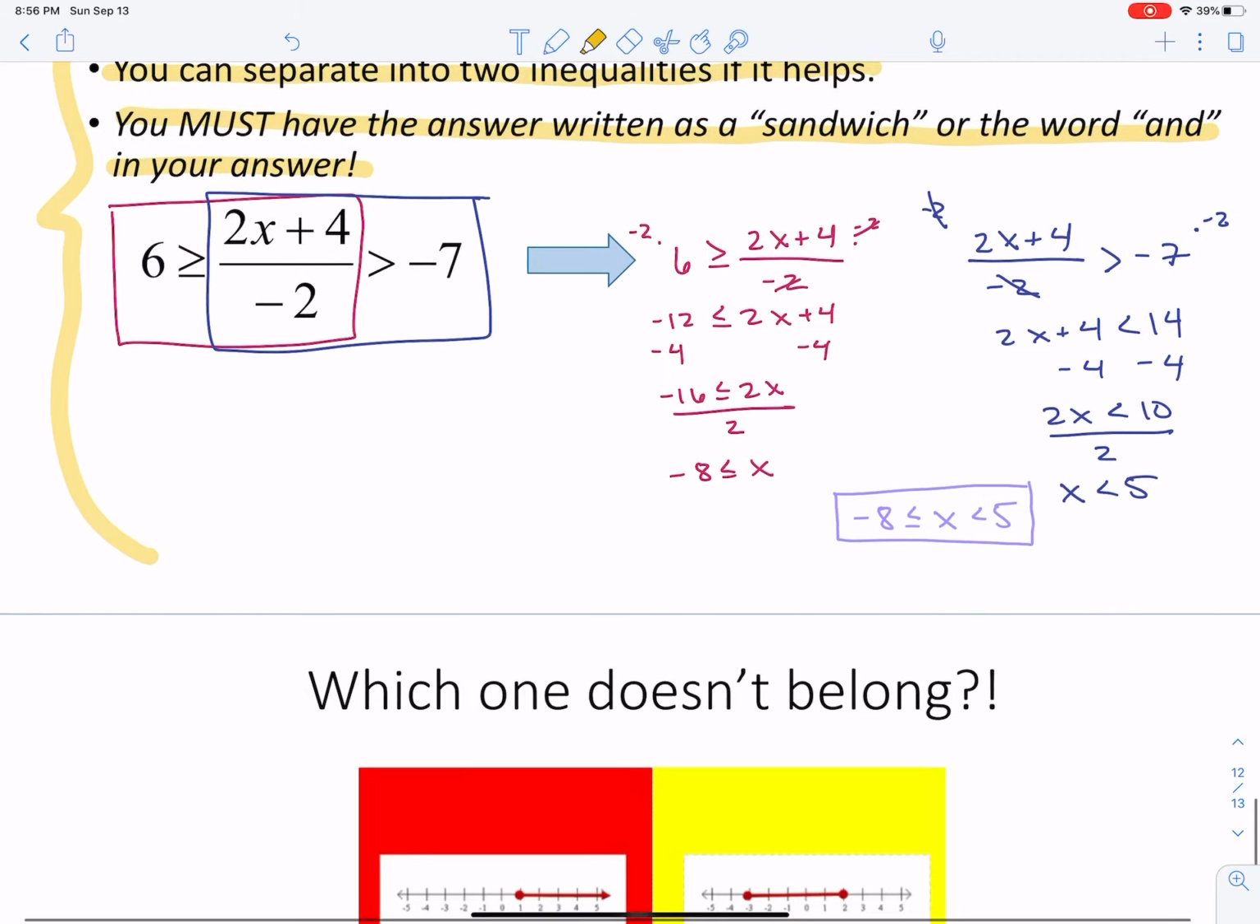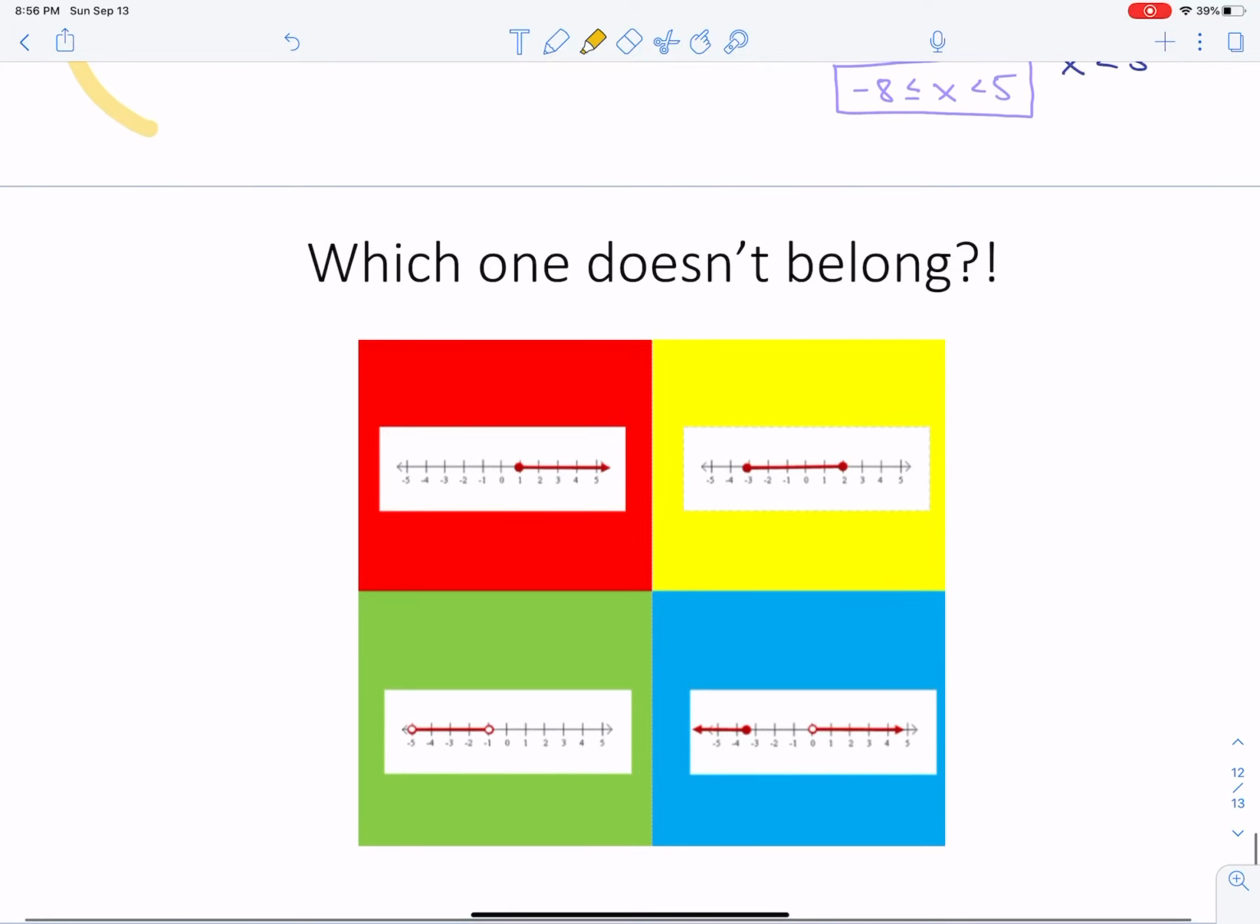I'm just going to leave you with this one last thought, because we had that notice and wonder part: which one of these doesn't belong in the group? And there's a hint. There's no right or wrong answer.